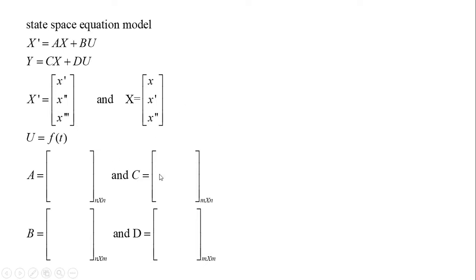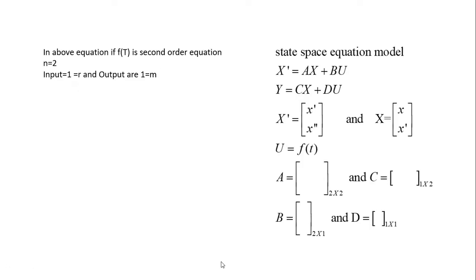Now the next thing you have to do is find the four matrices A, B, C, D. These four matrices you have to find out. What are the row and column orders of matrix A? That is n by n. The order of matrix B is n by m. The order of matrix C is m by n. And the order of matrix D is m by m.